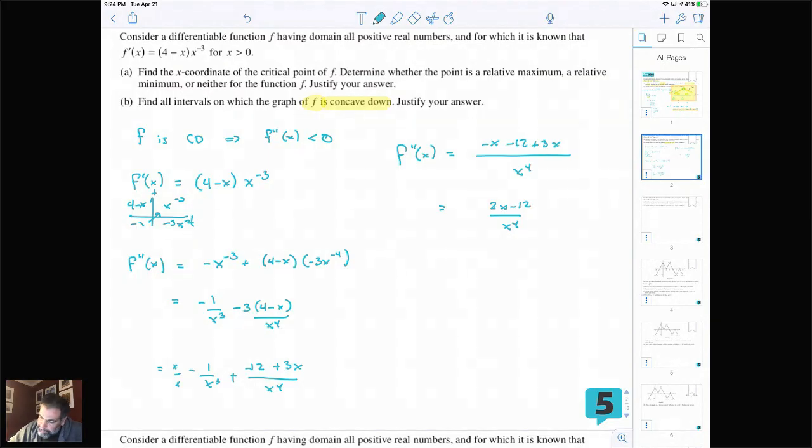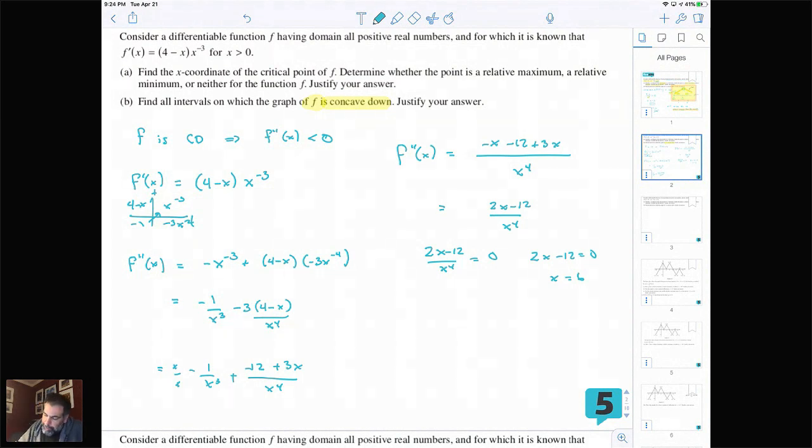I'm going to take this second derivative now and set it equal to 0. So 2x minus 12 over x to the 4th equals 0. Again, this can only equal 0 when the numerator is equal to 0. So that's going to take me to 2 times x minus 12 equals 0. After adding 12 and dividing by 2, I'm going to find out that x is equal to 6.